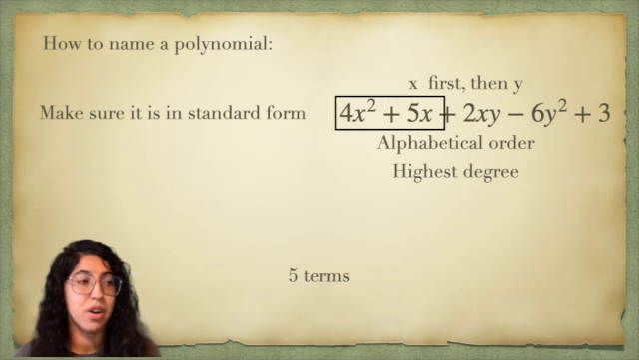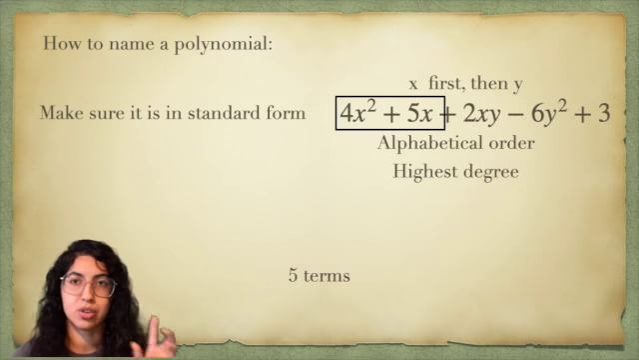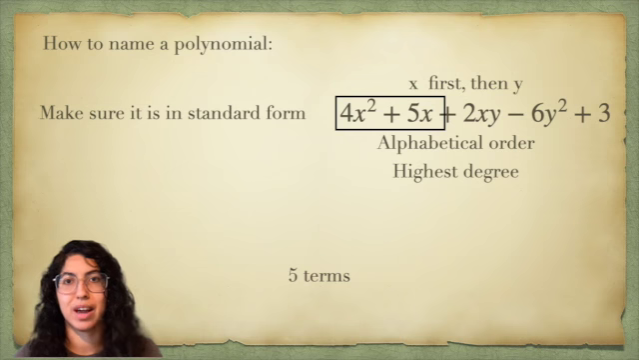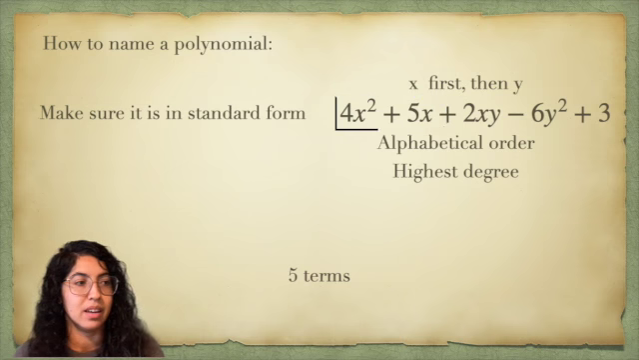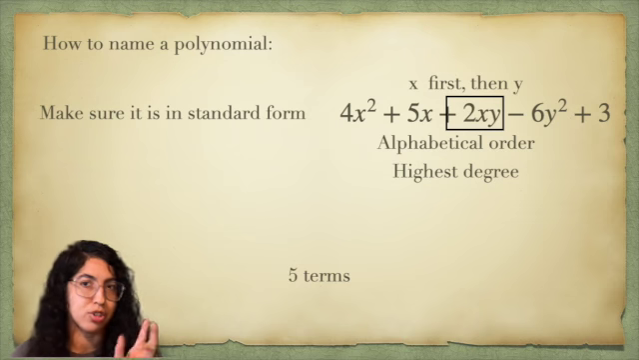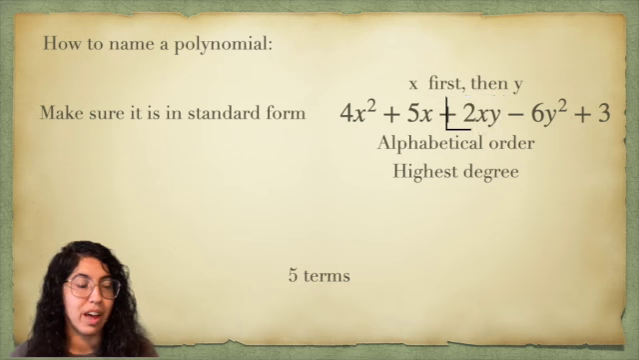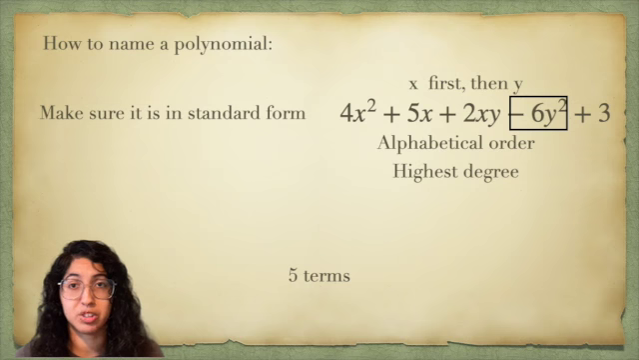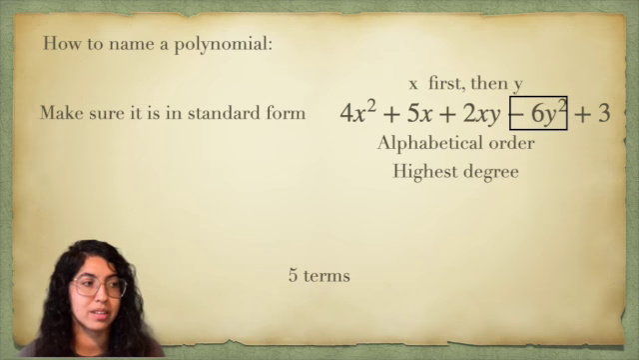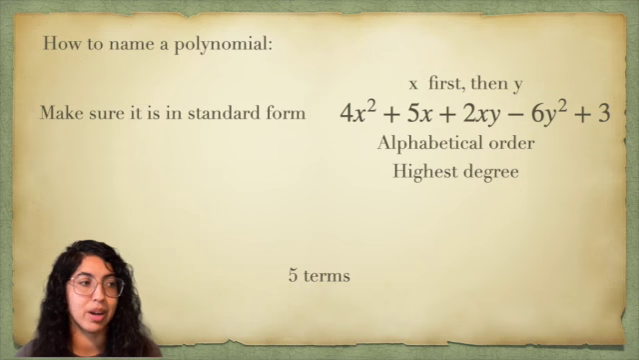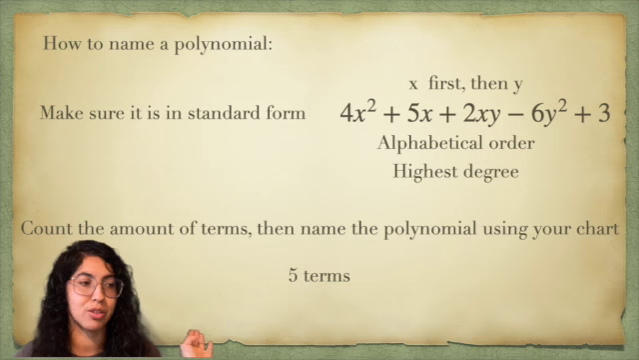So right here, these are my only x's. So 4x squared would go first, then 5x. Next, I only have one xy, so that just goes in the middle. And then next, I have one y, which is y squared, so it would go next. And then last, I have my constant. Constants always get thrown to the end.